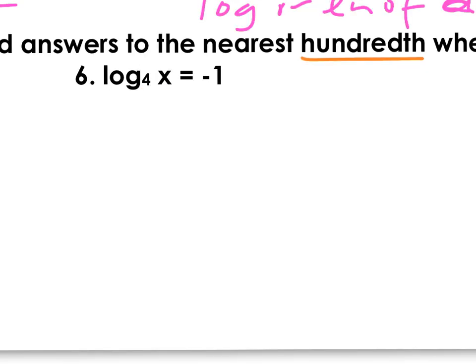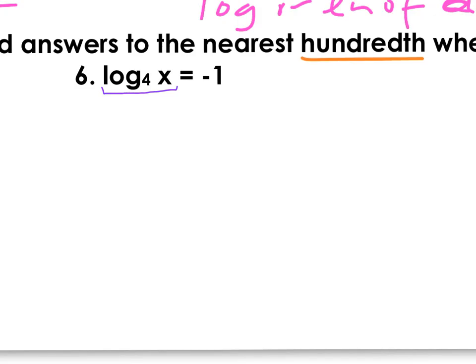Log base 4 of x equals negative 1. So at first it might look like this isn't possible because we have a negative in our equation. But remember, a logarithm can equal a negative value. We just can't have x be negative on the left-hand side with the log. So from here, log base 4 of x is our logarithmic term.